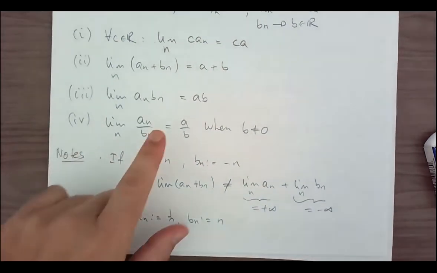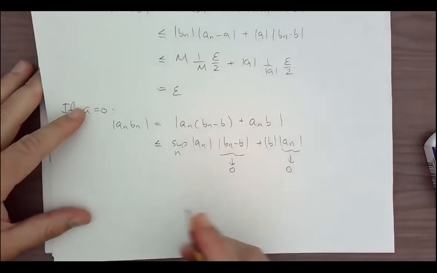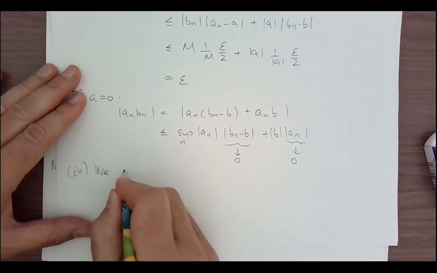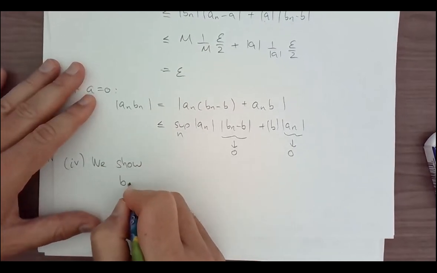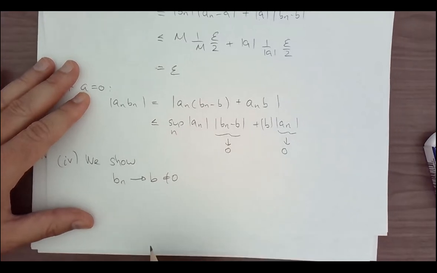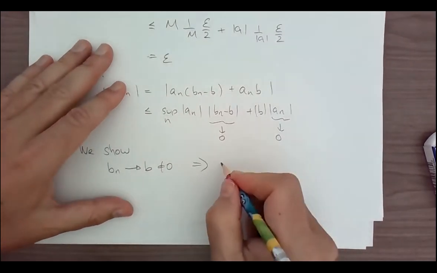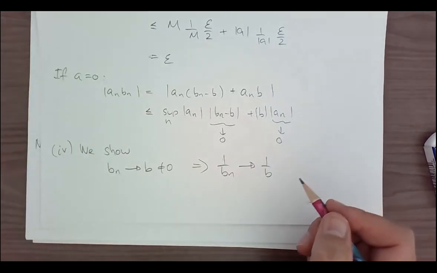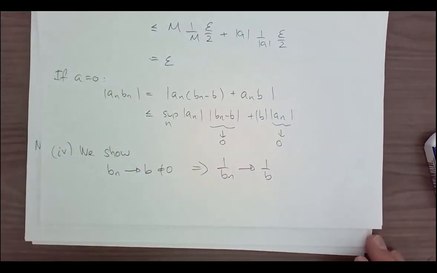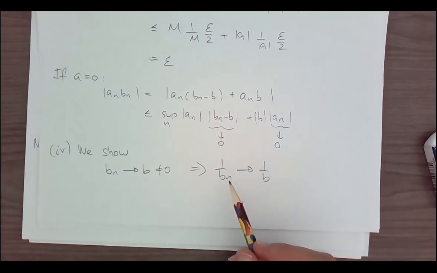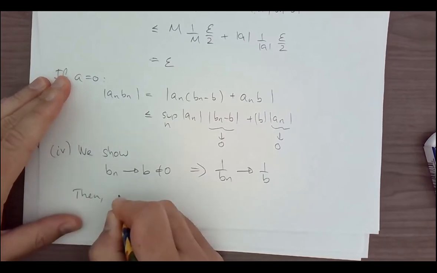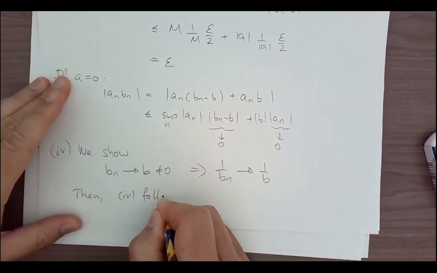The last one is the more tricky one because now we're dividing by B. And so dividing by B, division is always difficult. So we'll show the implication that when Bn converges to B, which is not 0, then that implies that 1 over Bn is going to converge to 1 over B. Right, and then we just use the previous one. Then we just use the previous one because then you can multiply and you will still converge, and then 4 follows from 3.